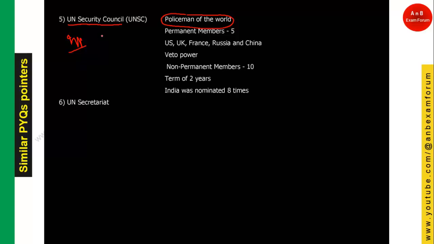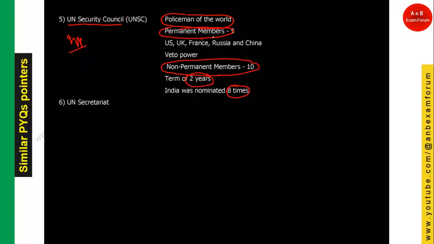So this organ deals with security and peace. This is very important: there are 5 permanent members and 10 non-permanent members. Since they are non-permanent, their tenure is 2 years. Once again, there are 5 permanent members and 10 non-permanent members, and the non-permanent members' term is 2 years. As a non-permanent member, India has been nominated 8 times, and I think Japan has been nominated the maximum number of times.